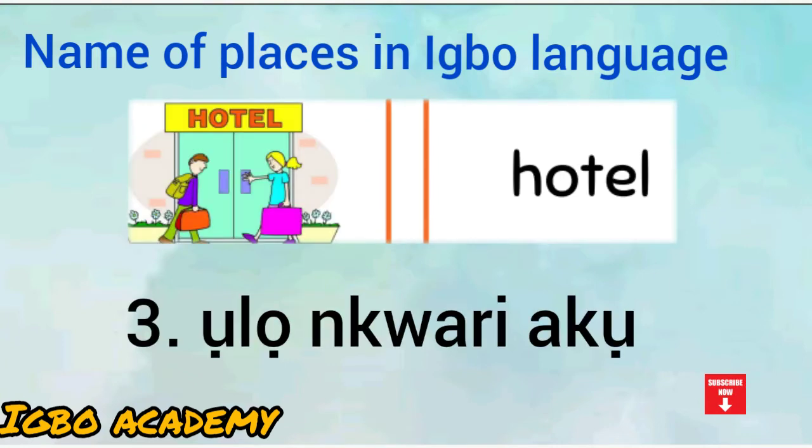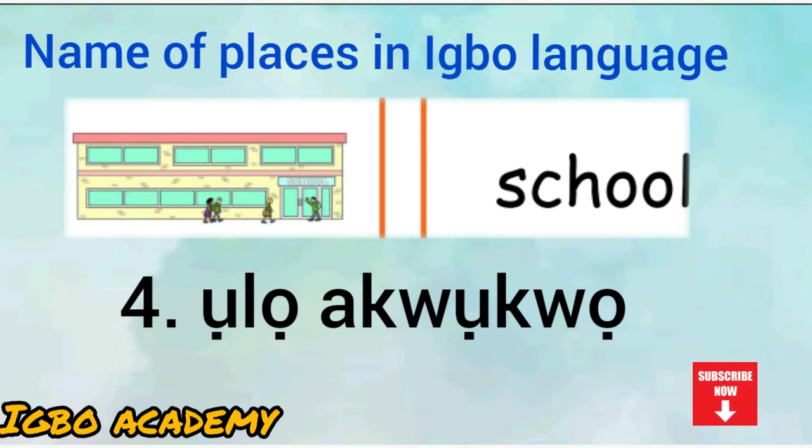Number three, hotel is called ulo nkwari aku. Number four, school is called ulaakwụkwọ.